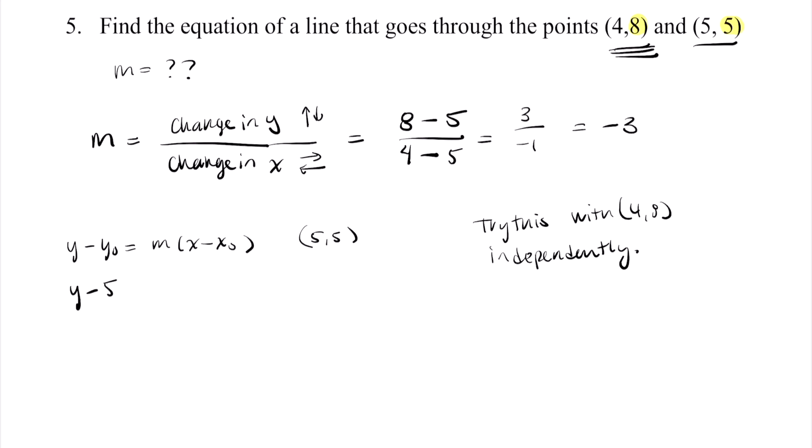So y minus 5 equals negative 3 times x minus 5. So y minus 5 equals negative 3x plus 15. And if you don't see it, I just applied the distributive property. So let's go ahead and add 5 to both sides. So y equals negative 3x plus 20.